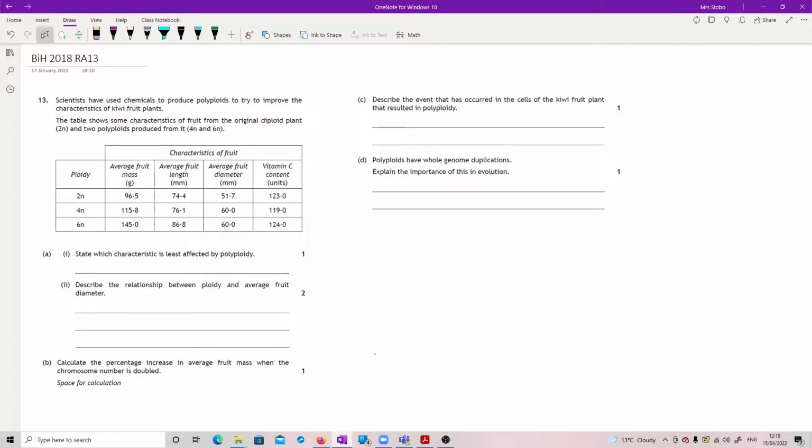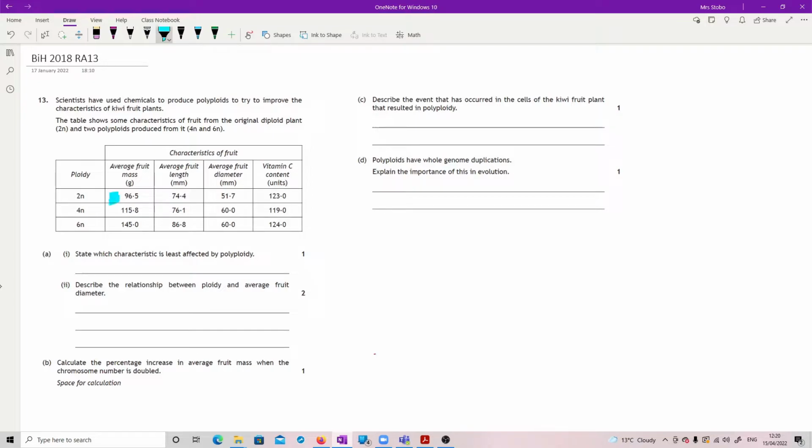Okay, so what we've got is characteristics of fruit from the original diploid plant, which was 2N, and the two polyploids produced from it, 4N and 6N. So even though you don't know about polyploids, you could figure out what's going on here. Okay, so what we've got is changes in the number of sets of chromosomes which we have. So you've got characteristics of fruit, you've got the fruit mass, the fruit length, the fruit diameter, and the vitamin C content in units. Which characteristic is least affected by polyploidy? So we're looking for what changes and what doesn't.